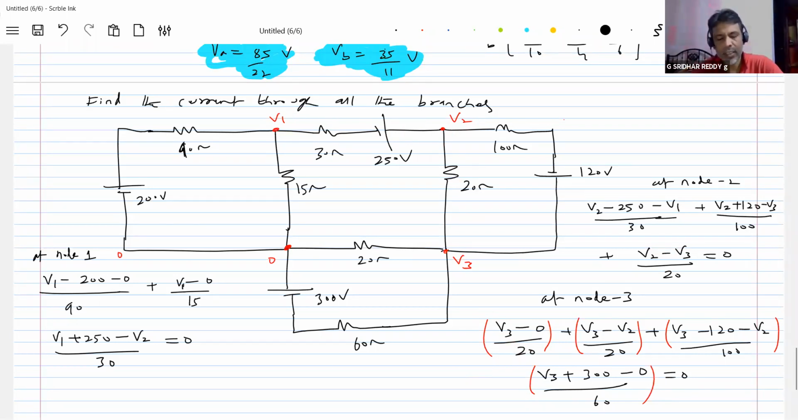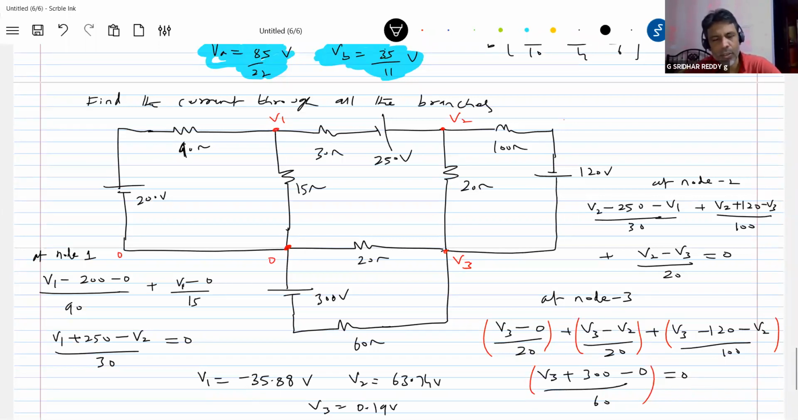I'll give the values later on. If you want to, you can cross check them. V1, you have to check the calculation. I did it with a calculator and got these values. So check once. V3, 0.19. What do you mean by the negative sign? What should you interpret if you get a negative sign? You don't do anything, just leave it here.